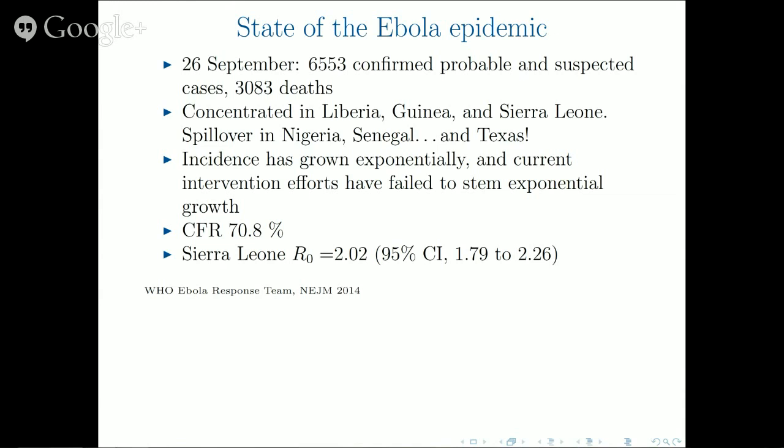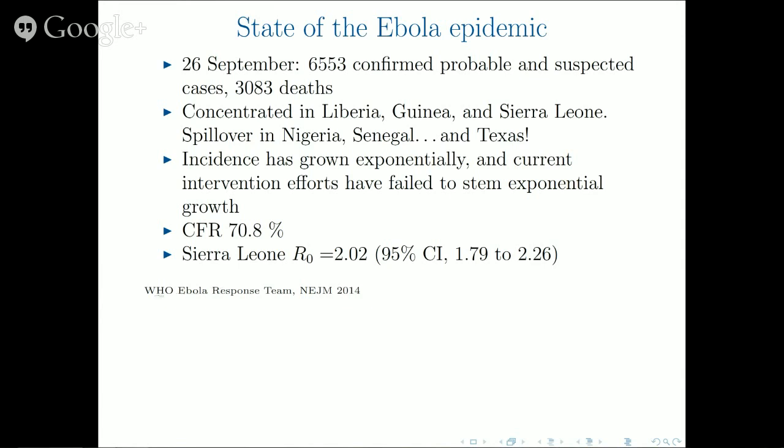Incidence has grown exponentially at a fairly steady rate. Current intervention efforts haven't really had much of an impact, with the possible exception of Guinea, where there's some evidence that incidence is starting to decrease. Ebola infection is very deadly. The case fatality rate is estimated at approximately 71%, according to the latest estimates from the WHO Ebola response team.